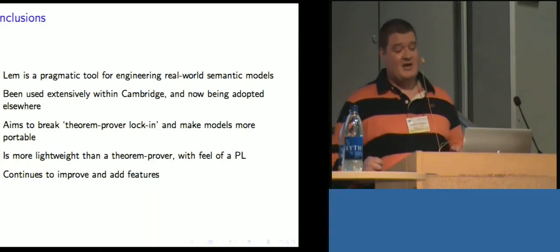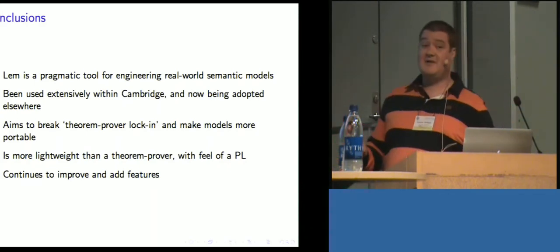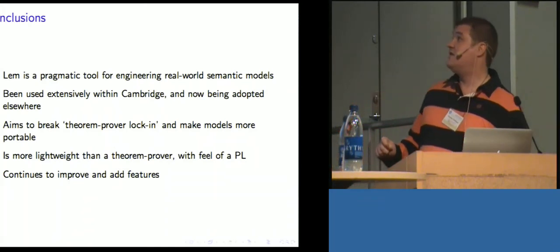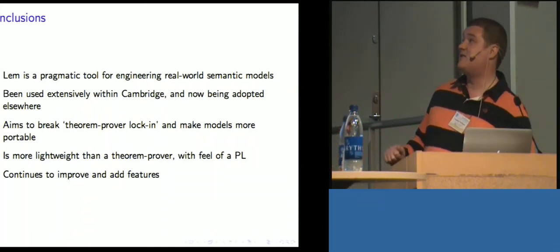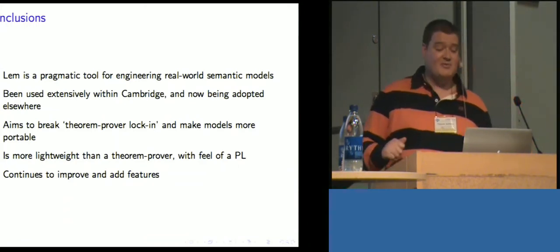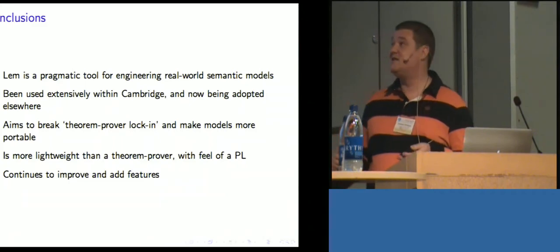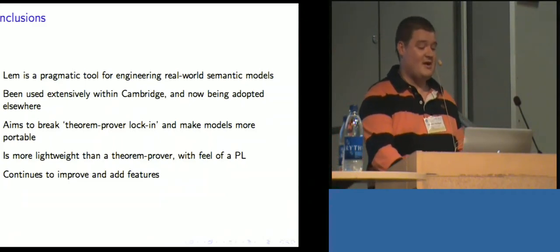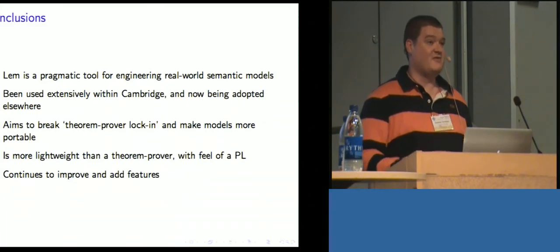It's been used extensively within Cambridge, and it's now being adopted elsewhere. So yesterday I met our first external user in Munich who's using the KCML model in Isabelle. And it aims to break problems with theorem prover lock-in, balkanization, and helps make models more portable. We argue it's more lightweight than a theorem prover with the feel of a functional programming language.